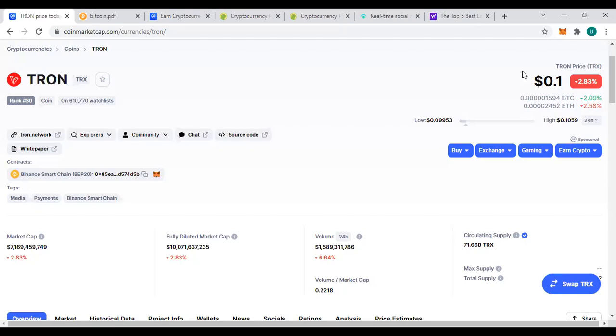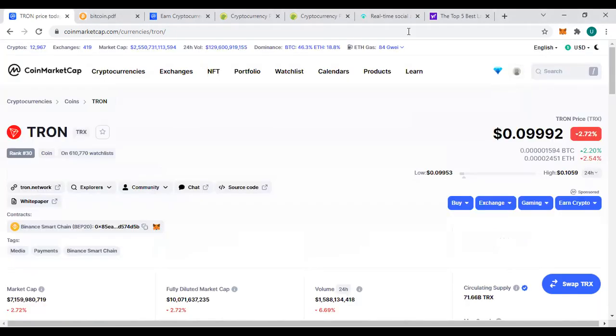No, wait. You said if the market cap is what? I said, what would be the market capitalization if the price of Tron is $10? It should be around 700 and something billion dollars. I want to hear the exact figure. I don't want to hear something. You say if the price of Tron is $10, what would be the capitalization?